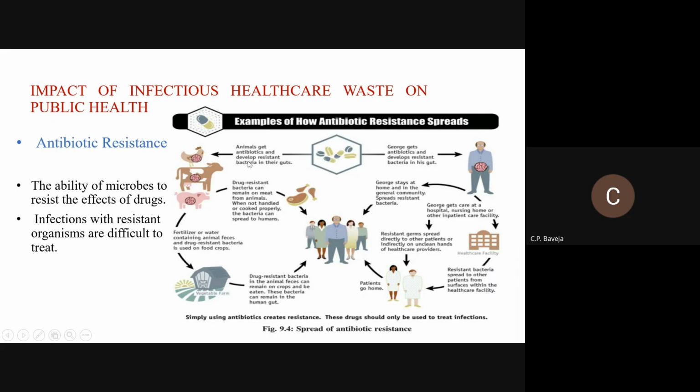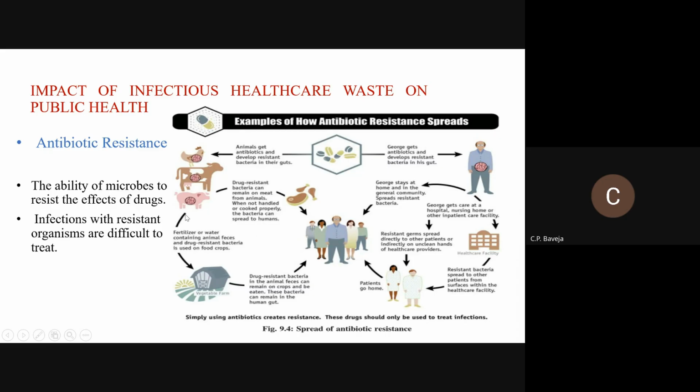People are using antibiotics on animals, such as sheep, pigs and other poultry, and they develop drug resistant bacteria in their gut. Drug resistant bacteria can remain on the meat from animals when not handled or cooked properly, and the bacteria can spread to humans. So this bacteria will spread to humans in the community.